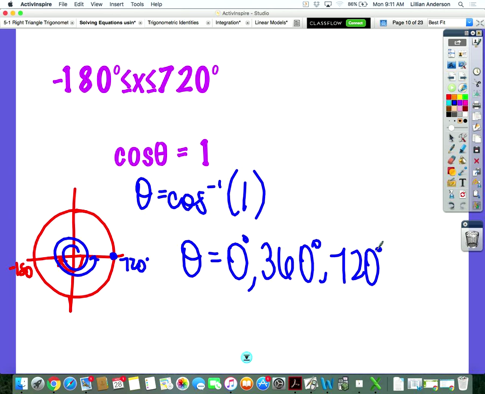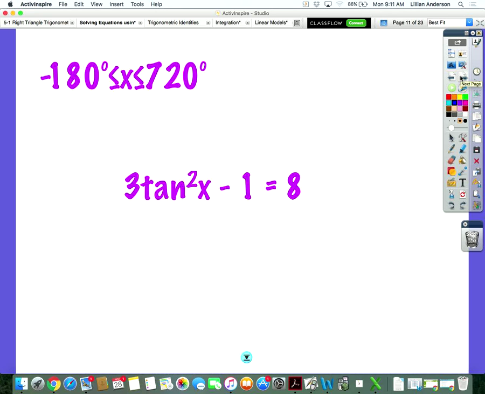Clear boards. Lots of practice, guys. Yes, lots of practice. Here's one. Watch the domain. Yes, you might have to do a little bit of work here. You're going to have to do a little bit of math before you can actually get to the part where you look at your unit circle.